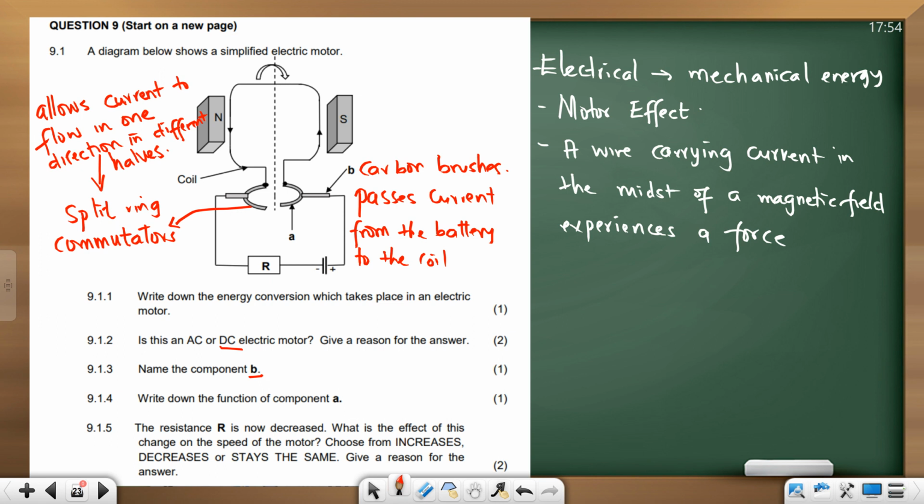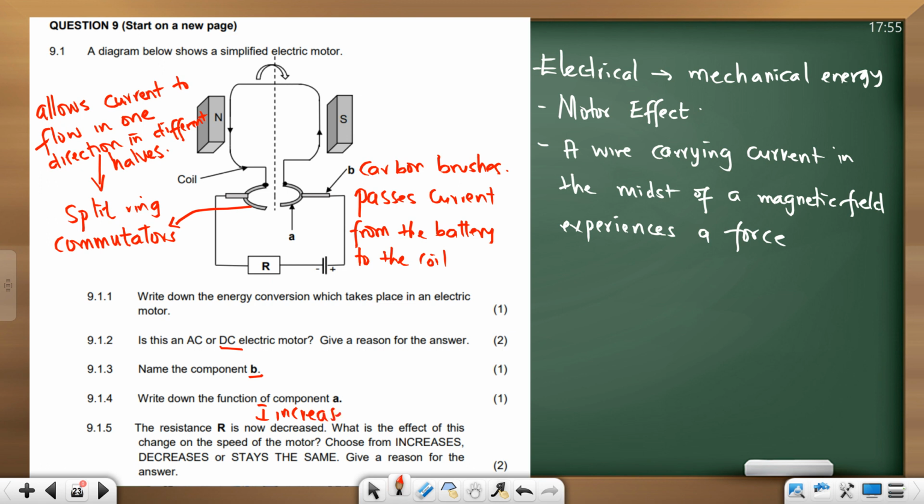The resistance R is now decreased. Let's stop there quickly. That's current. What happens when we decrease the resistance? Current would increase because they are inversely what? Proportional. Okay, just wait. But the first thing I see is that resistance decrease. It means current will what?